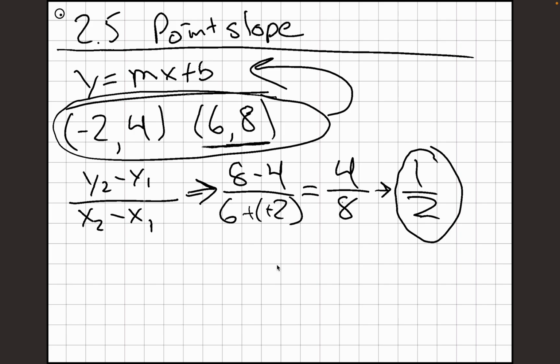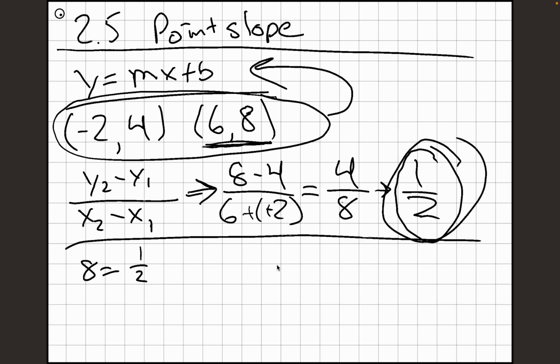So how can we plug this in to solve for b when we put it in our slope-intercept form? Yeah, 8 equals 1/2, because that's the slope that we just found. Then we need to plug in our x, so that's going to be 6, plus b. So we have 8 equals, what's 1/2 times 6? 3 plus b. Then what do we have to do with the 3? Subtract it over. So b equals what? 5. Then let's put it in our slope-intercept form. So what's our slope-intercept form going to be?